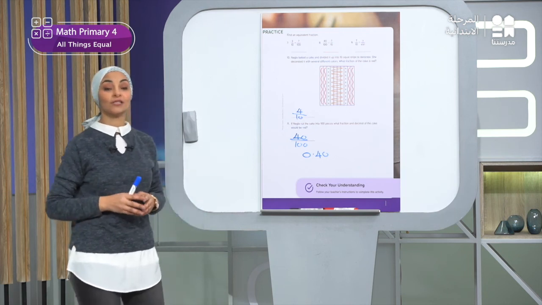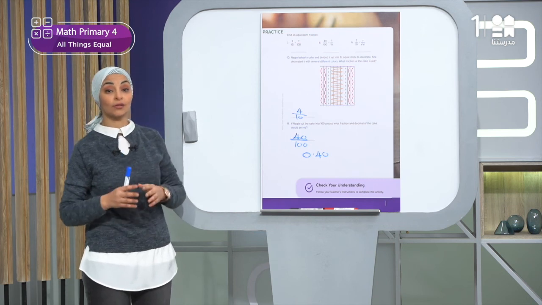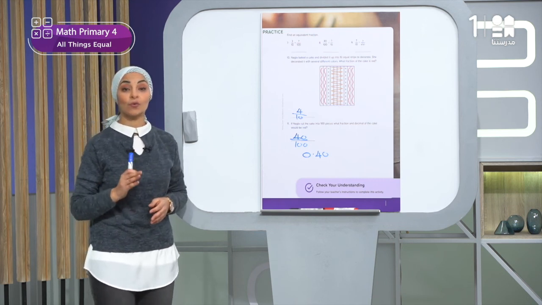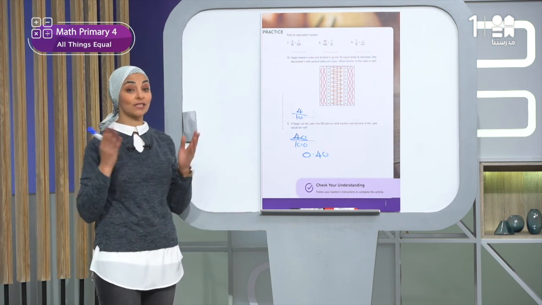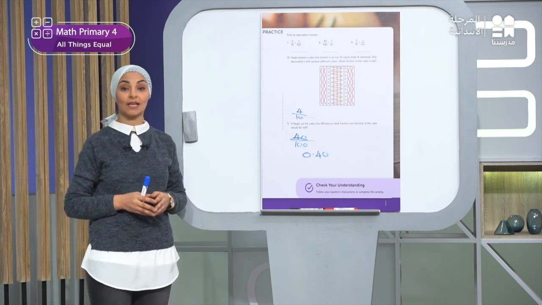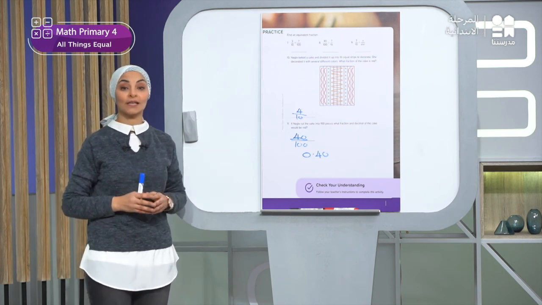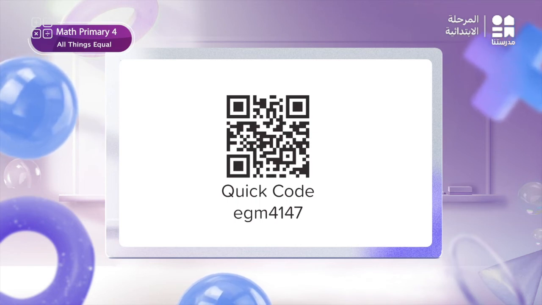Today, we have learned how to write the equivalent fractions and decimals to the hundredths place. We solved many problems in different ways. You can extend your skills and practice more and more problems under check your understanding. You can access this part by scanning the code shown here that directs you to your digital copy of your math textbook on the Egyptian Knowledge Bank.